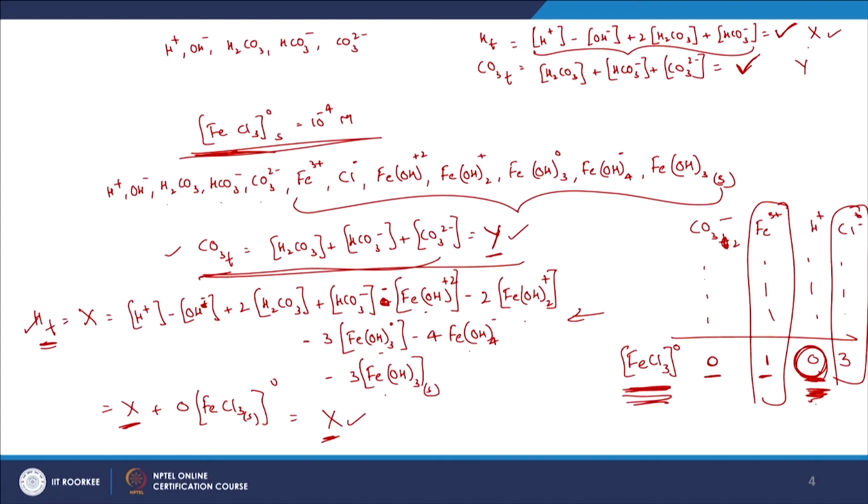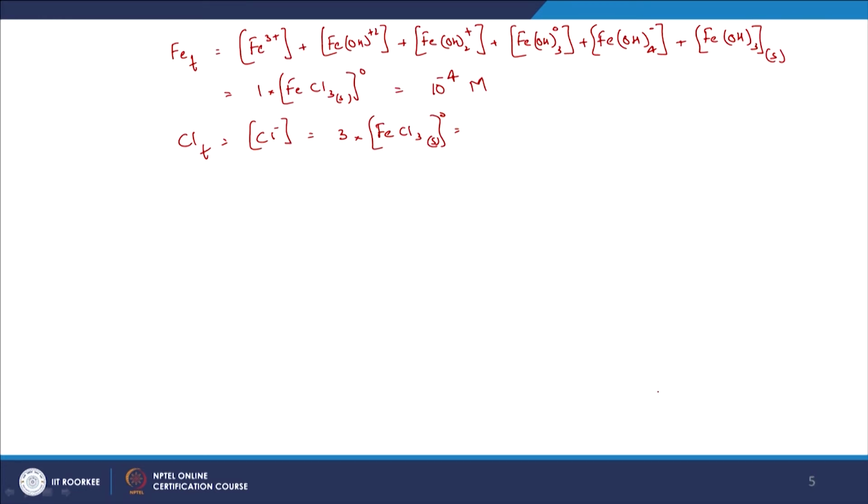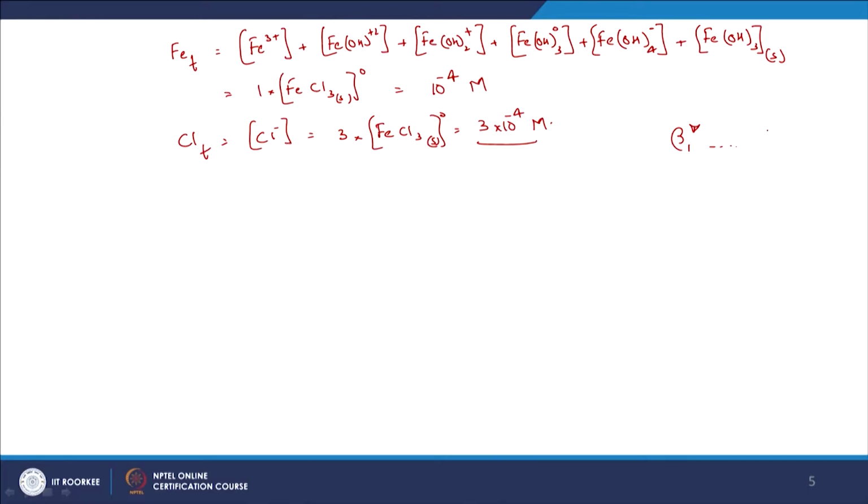And why is that? Because it's 3 times FeCl3 here. That is equal to 3 into 10 power minus 4 molar. So now, again, it's the same case as earlier: I need to list beta 1 star up to beta 4 star, and obviously Kw and also the solubility product K for this particular solid, ferrihydrite. So again, it's similar to what I had earlier.